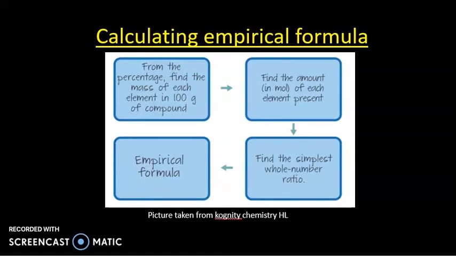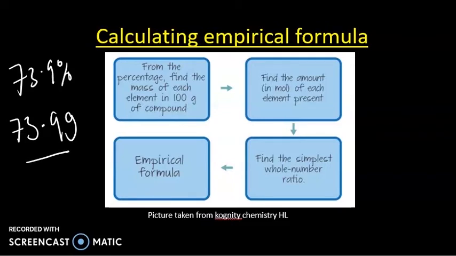The first one is, from the percentage, find the mass of each element in 100 grams of a compound. Normally in the question it's given to you as a percentage, but ignore the percentage and just work with it as mass, or grams. Let's say you're given 73.9% of an element. Ignore the percentage and just work with grams. So 73.9 grams for mass. It's as simple as that.